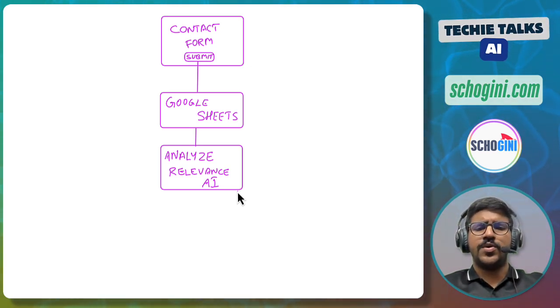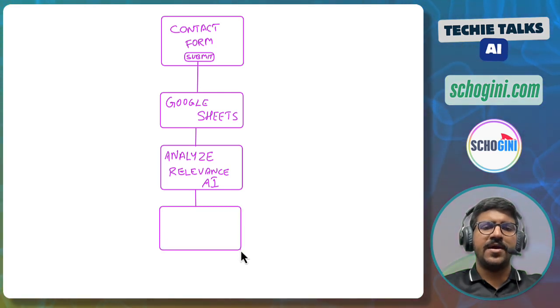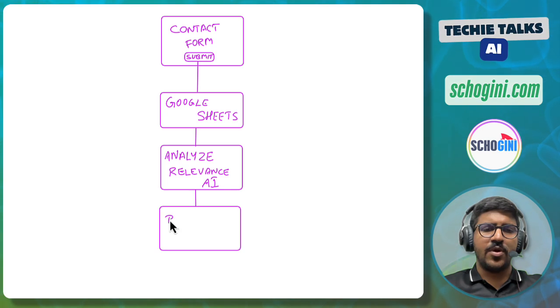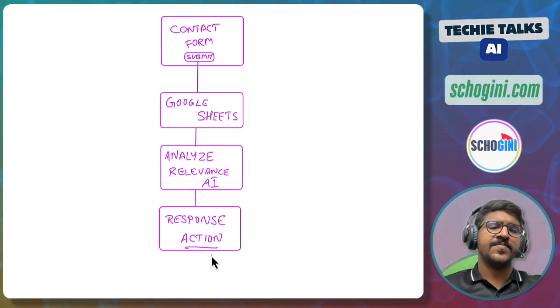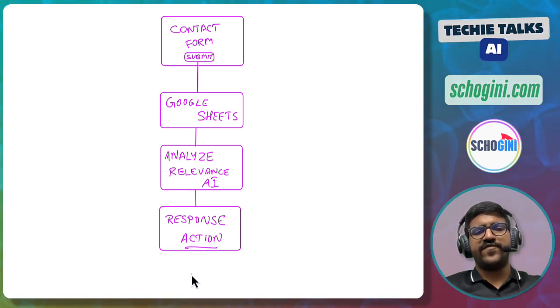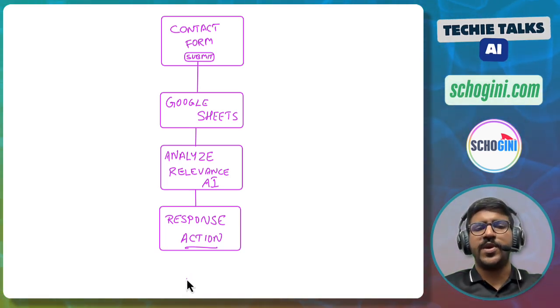Now what we are going to do is see how we'll be able to respond intelligently based on this data that is provided by our Relevance AI. So here we are going to see what should be our response and how we can automate it. Essentially we are going to see about our action in response to the contact form submission. So this is what we are going to see as part of today's video.